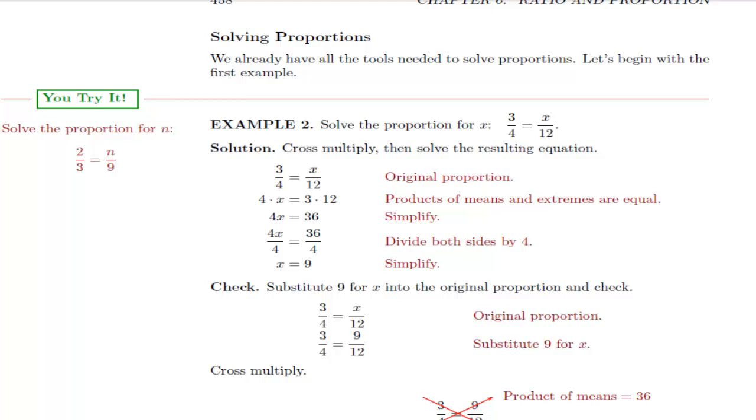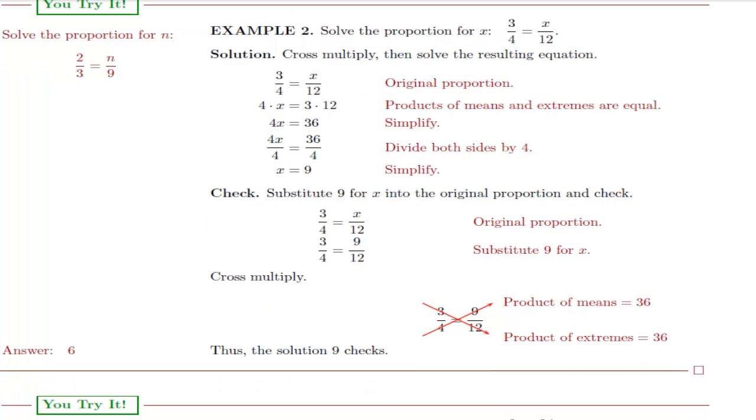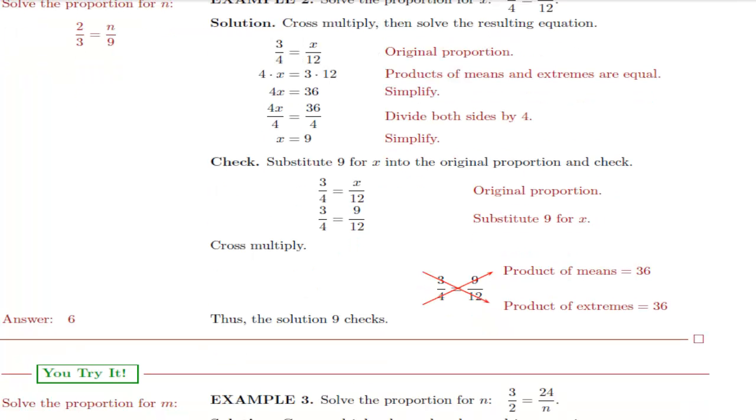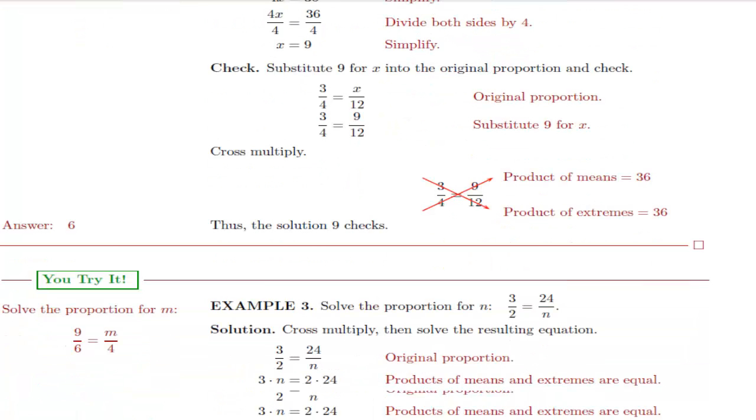On the left, we have 4 times x divided by 4 equals x, and on the right, 36 divided by 4 is 9. To check it, substitute 9 for x in the original proportion and check. The original proportion was 3 over 4 equals x over 12, so substituting 9 for x, we get 3 over 4 equals 9 over 12. We'll cross multiply 3 times 12, which is 36, and 4 times 9, which is also 36. Thus, the solution 9 checks.